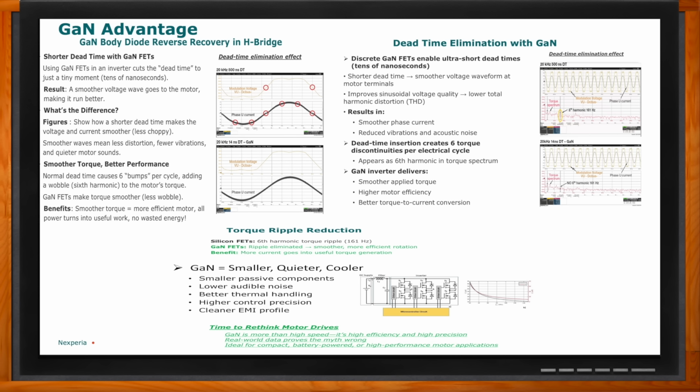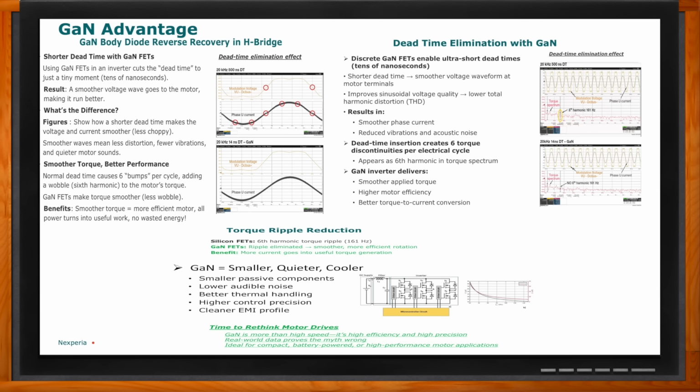The dead time elimination also gives you the same idea with the actual dead time insertion will be 6 torque discontinuations per electrical cycle. And that is being smoothed out by GaN as well. So by reducing torque ripple, the motor is smaller, quieter, and cooler. Your passive components reduced size-wise. Audible noise is also reduced to the point of we not be able to hear it. Maybe some dogs will. Much better thermal handling, so the heatsink can be much smaller if you even need a heatsink, depending on the power level.